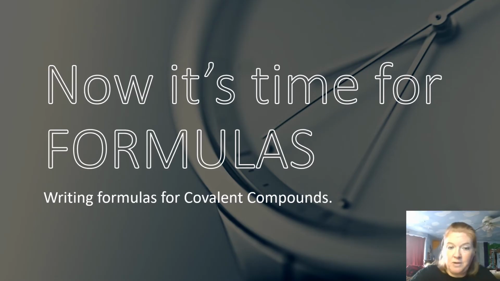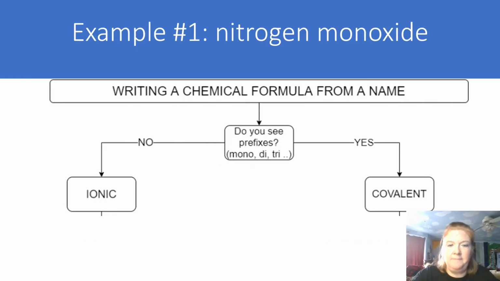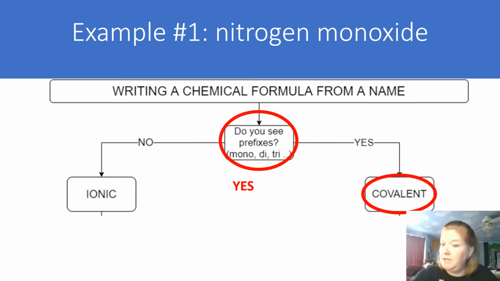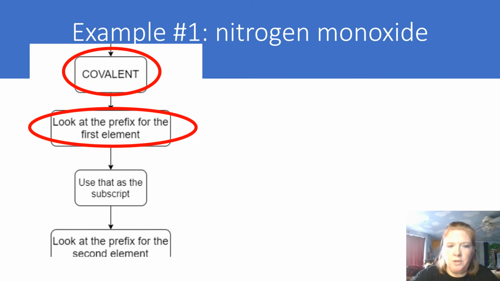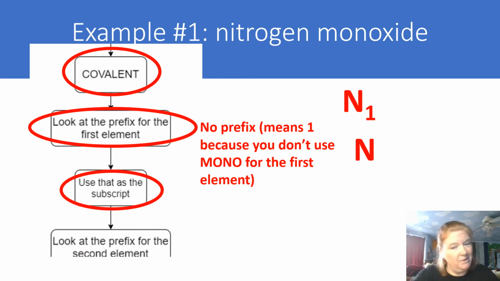All right, now let's write formulas. So taking the name and writing a formula. So example 1, nitrogen monoxide. Do you see prefixes? Yes, I do. It's covalent. So look at the prefix for the first element. Oh, well, I don't have a prefix for the first element. So that means there was one of them, because remember, we don't use mono for the first element. So we use that as a subscript. So just N1, but we don't write the 1, so just N.